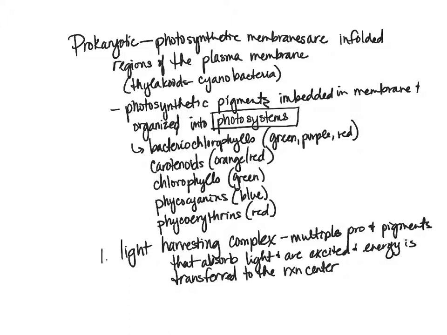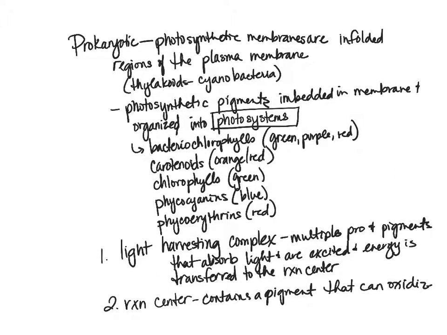So the second part here is the reaction center. The reaction center contains a pigment that can oxidize as it's excited. So it loses an electron, and that electron is going to move to another location, and we'll talk about that in just a moment. So the reaction center contains a pigment that can oxidize as it is excited, losing an electron.